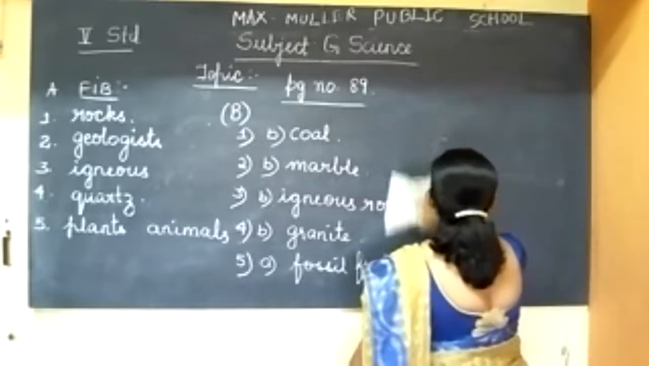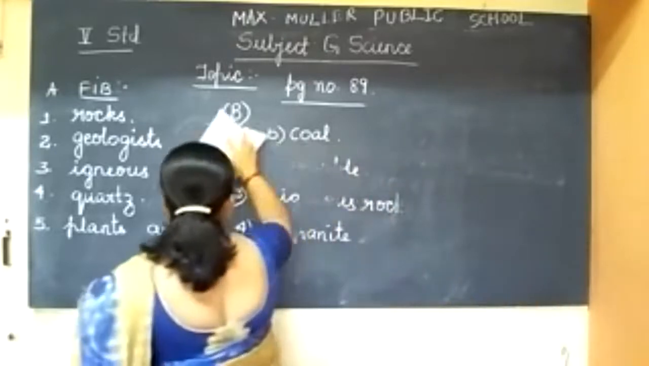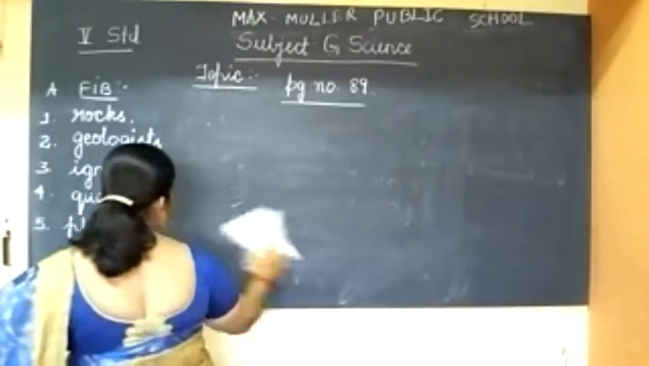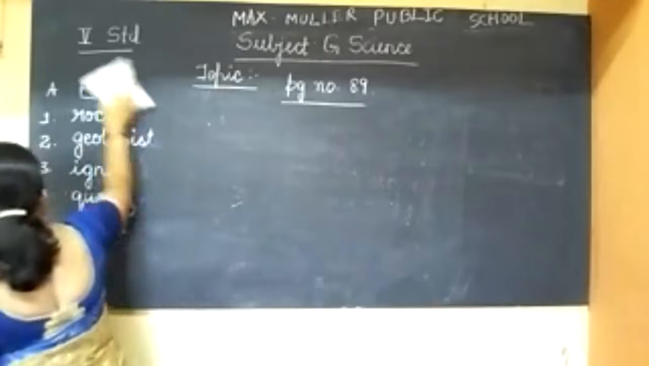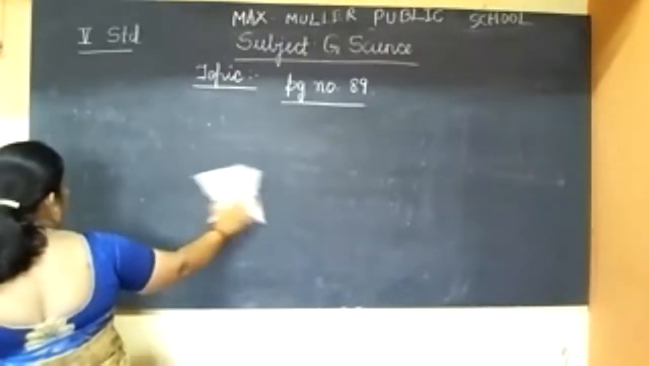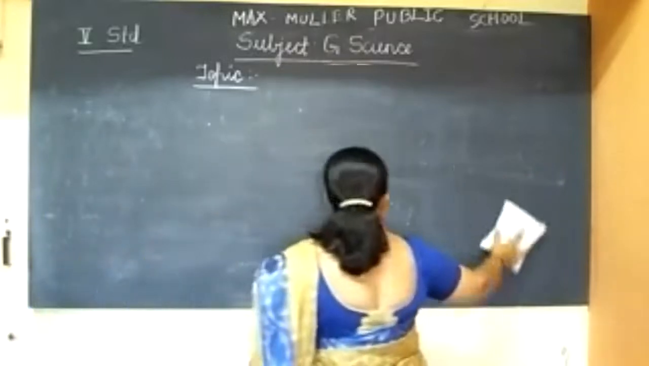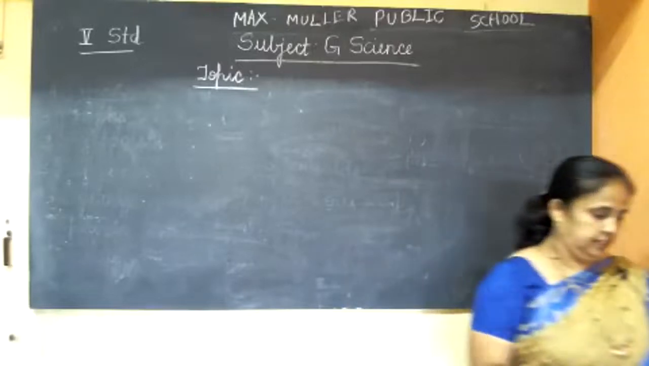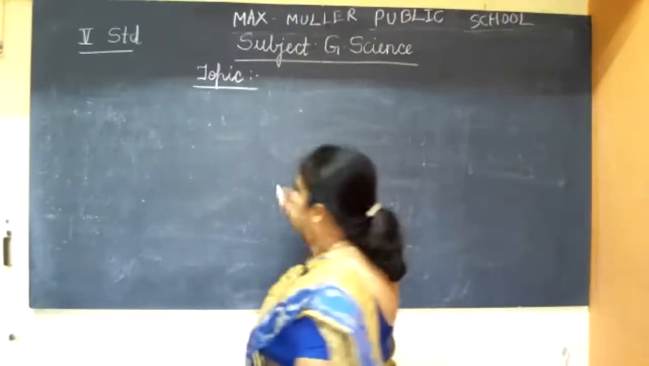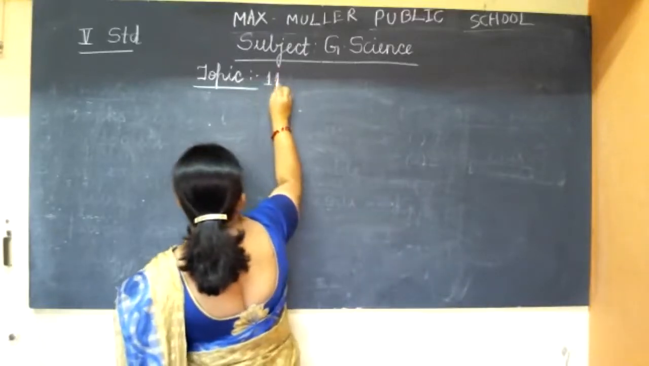Now, we'll move to the next lesson. So, the next lesson is about all the things we find in our surroundings. We live in the surroundings. So, what all the things we find in our surroundings, what is it called and how we have to protect it. We'll see about that. Okay. So, the next lesson is about our environment. It is lesson number 11.